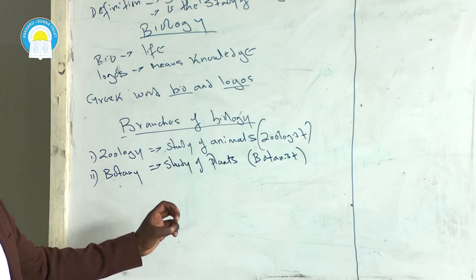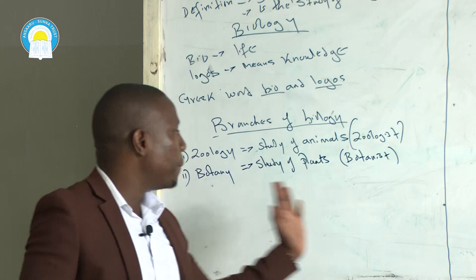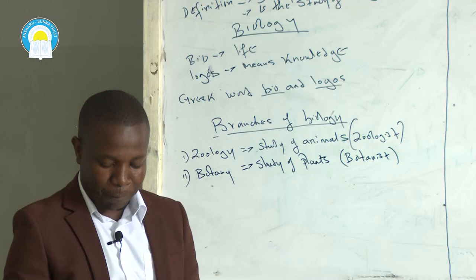That's why you are going to study botany, to tell us which plants. We want to know the male part of a plant and the female part of a plant. So for you to know all those, you have to go to university, then you study botany, and you become what? A botanist. Then number three main branch is called microbiology.